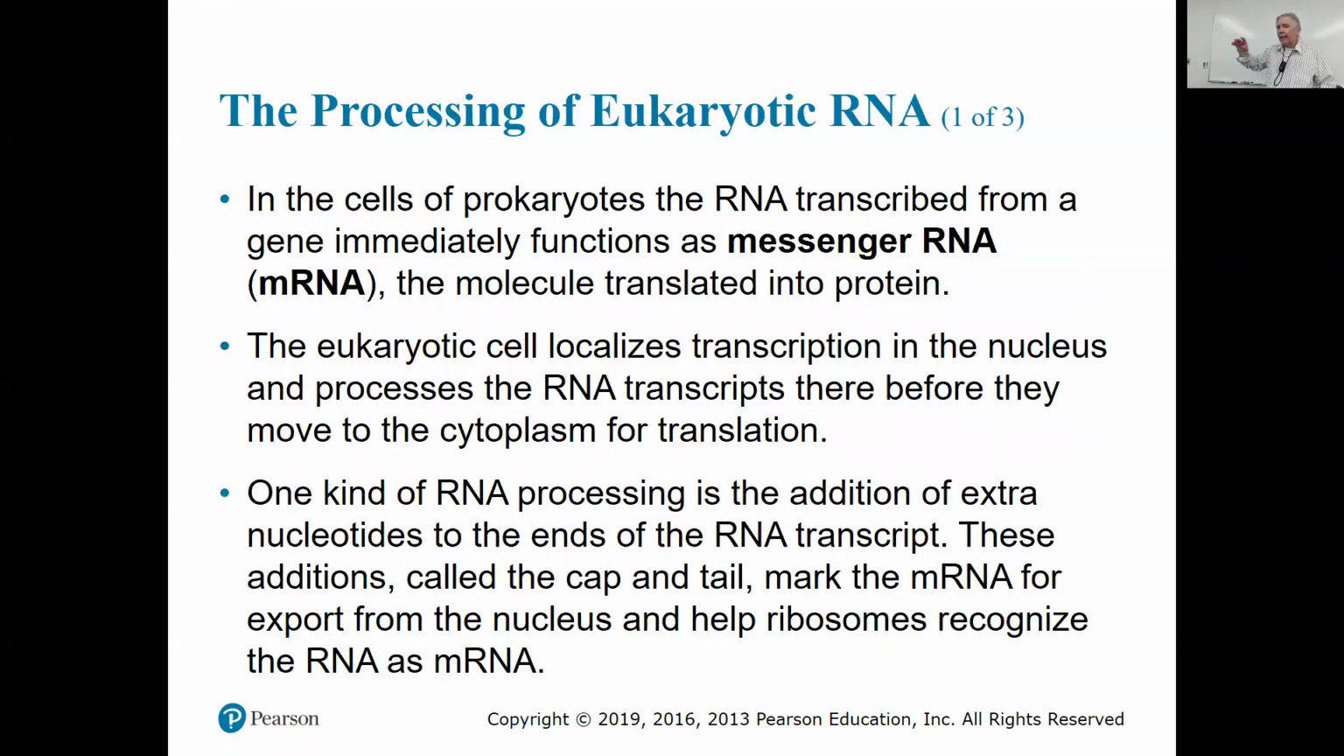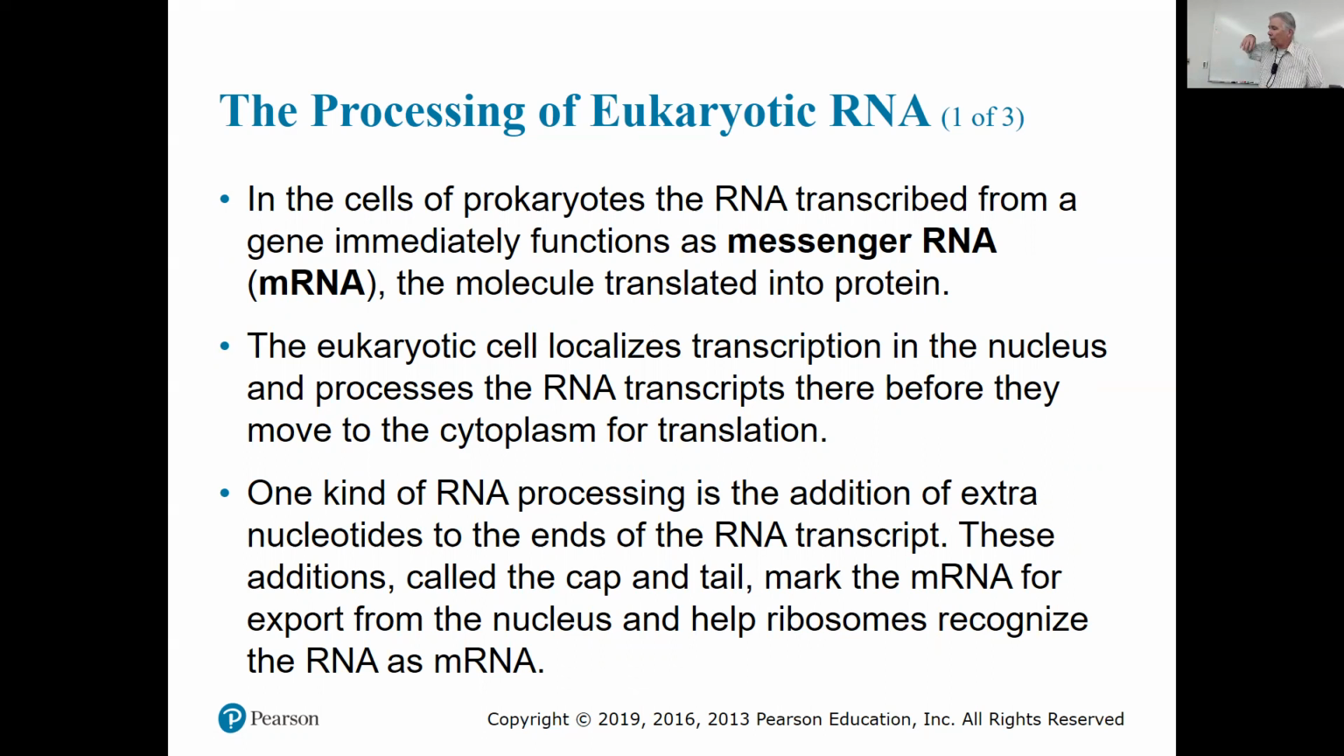Okay, this is kind of contradictory. The slide says that in the cells of prokaryotes, the RNA transcribed from a gene immediately functions as messenger RNA, the molecule translated into protein. No, that's not right, because it contradicts itself, and the very next bullet contradicts that. You have to modify the RNA that's first produced. I'm calling it a primary transcript, and most people call it a primary transcript. It's the first RNA molecule that's made by transcribing DNA. So transcription happens in the nucleus and produces the RNA transcript. Remember that. It's called an RNA transcript or primary transcript, and it has to be processed before it becomes a mature mRNA. So it contradicts itself right here.